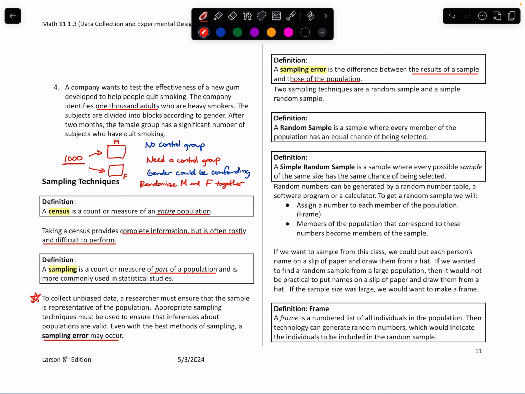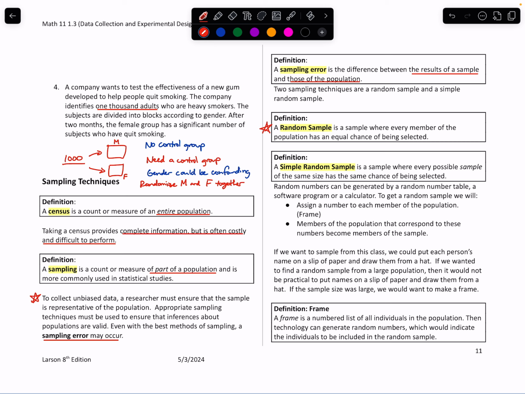Okay, so some ways that we can minimize this are by taking a random sample and a simple random sample. Okay, there's one key difference here. I know they seem like they're mostly the same, and for the most part, they are for most intents and purposes, but a random sample, the first box here, is a sample where every member of the population has an equal chance of being selected. So if I have all 1,000 people, every single person has a 1 in 1,000 chance to be selected.